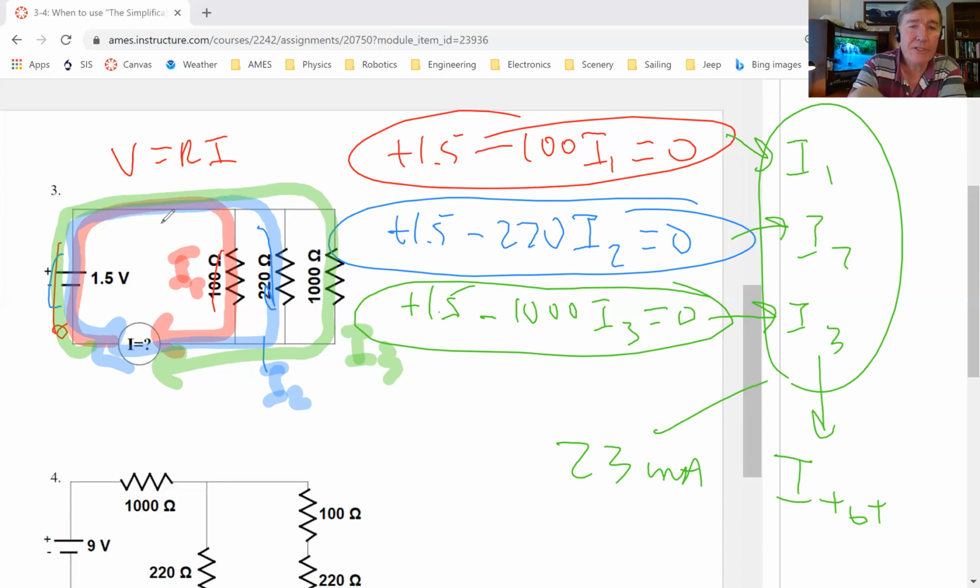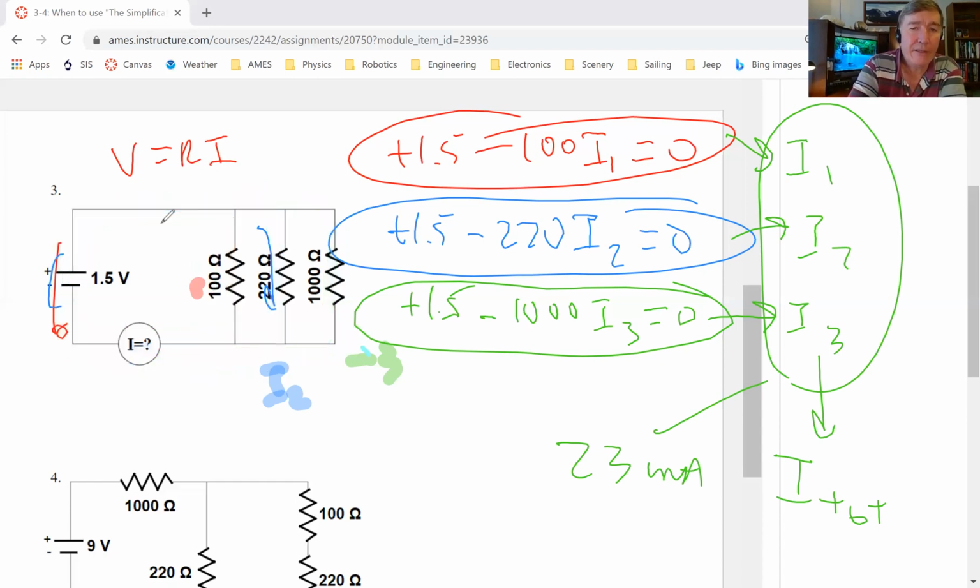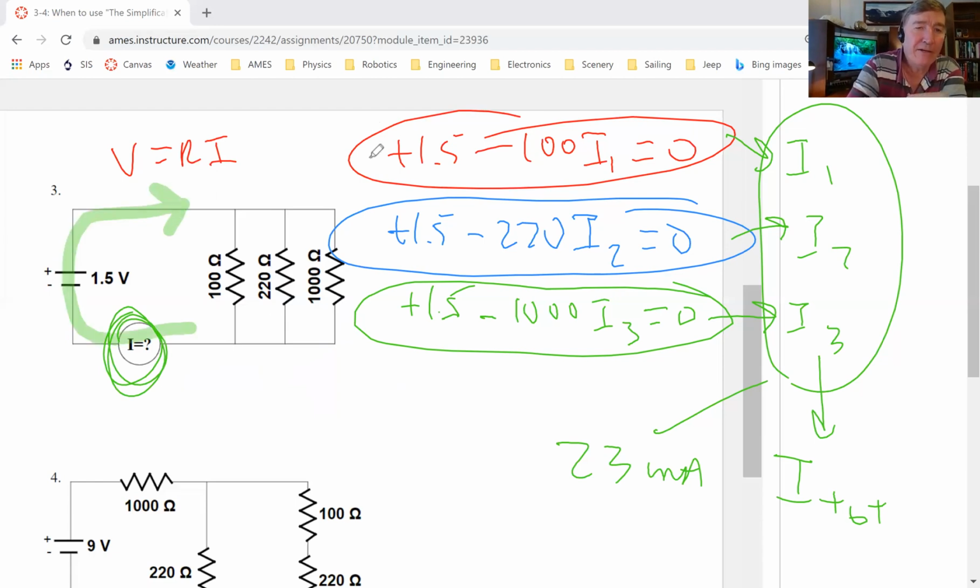If all you're interested in is the total current, which is another way of saying the current that flows through the battery, then it looks to me like the simplification method is the easier of the two. But the simplification method only tells you what the total current is. If you want to know what is I1 or what is I2 or what is I3, you're going to have to use Kirchhoff's method. Okay.